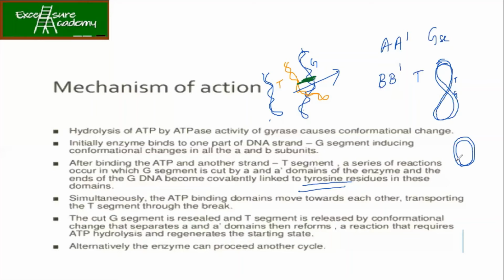I just want you guys also to imagine, okay? The cut G segment is resealed and the T segment is released by the conformational change that separates the domains and then reforms. Alternatively, the enzyme can proceed to another cycle. So please remember, you have two domains, an A subunit and a B subunit. It's a total tetramer protein. Please remember: the one you are going to cut is your G segment, and the one that passes is your T segment. Now let's see the figure.